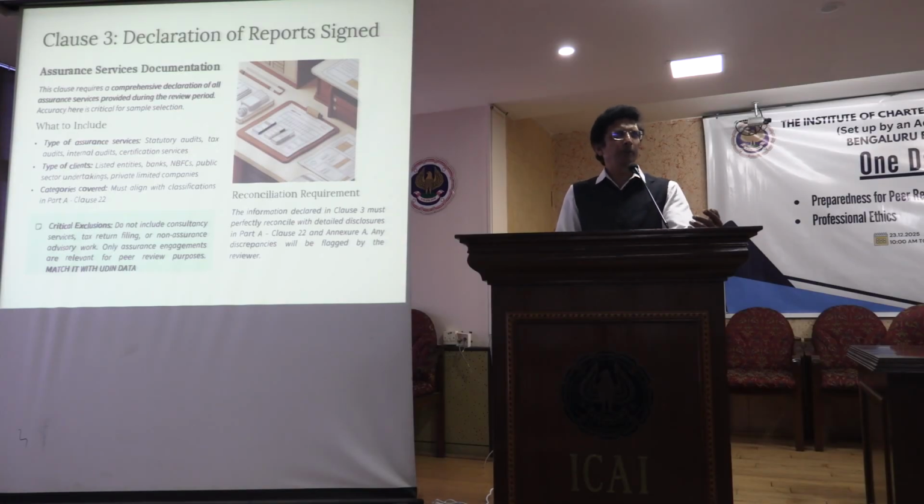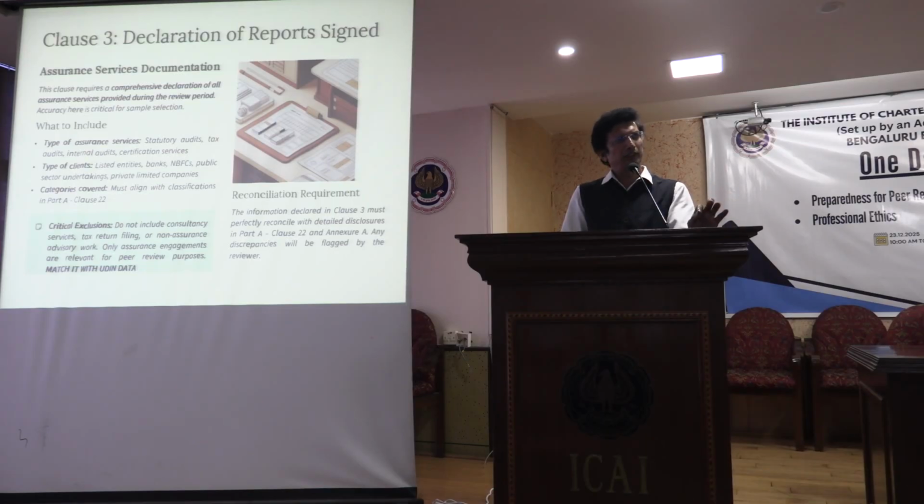Then the next aspect is what reports you have signed. Again, the source is your UDIN, to ensure completeness of the data you put in Annexure A. That's how you can ensure that. So what is to be included? All your assurance services, statutory, tax audit, certification or any type of attestation which you would have done with a UDIN and signed as a certificate, any of the attestation functions gets covered here.